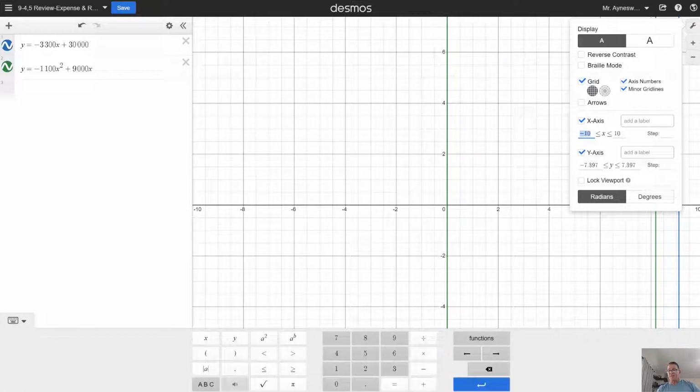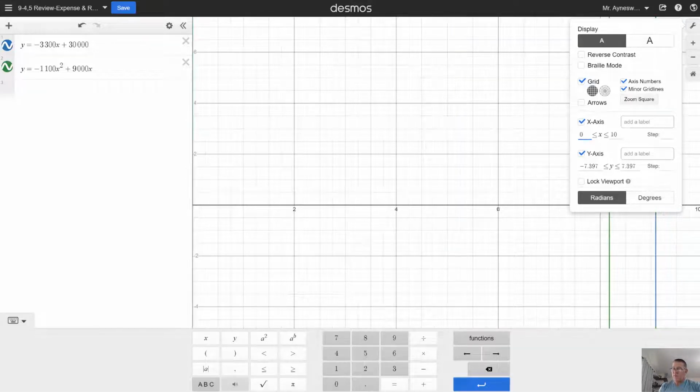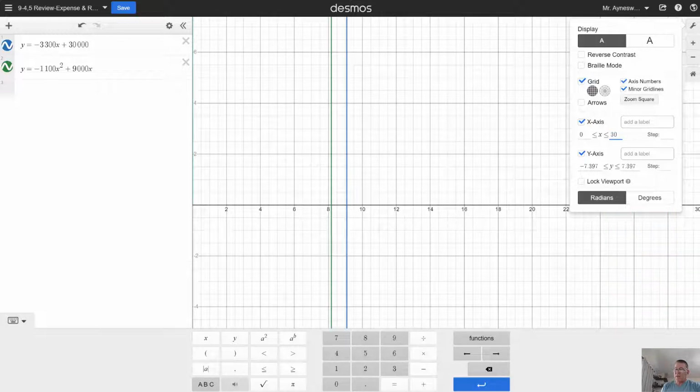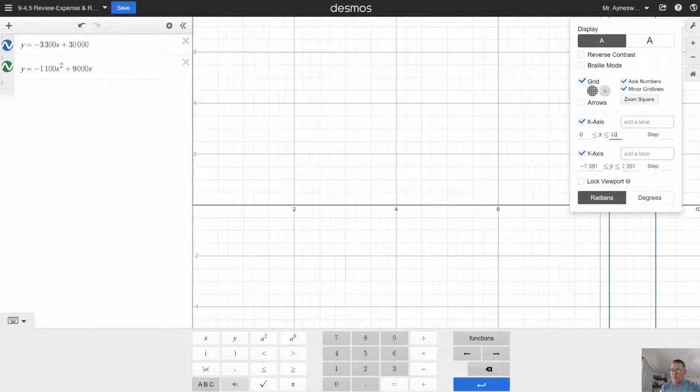And so it makes sense to go from 0 to something because the price can't be negative. So set the price to 0, and that's called your x minimum. And then your x max, we really don't know what it is, so let's just set it to 30 right now. We can change that. It kind of looks like that's way too big. So let's set it to 10. So let's go back to 10, and we'll change that if we need to.